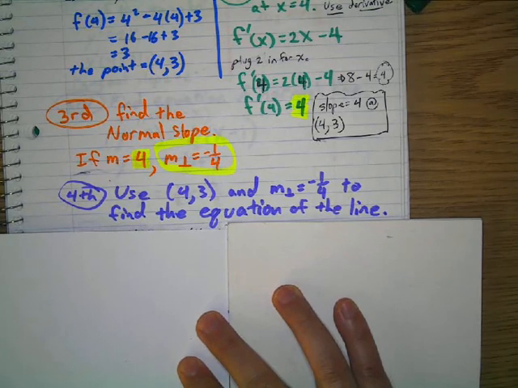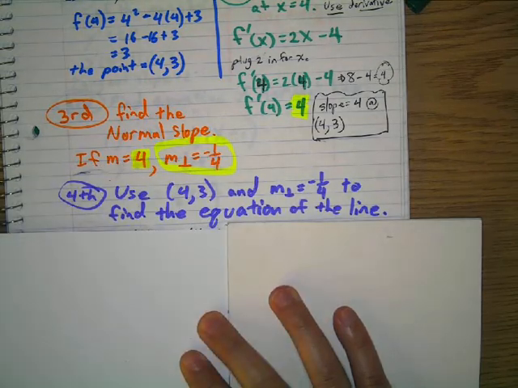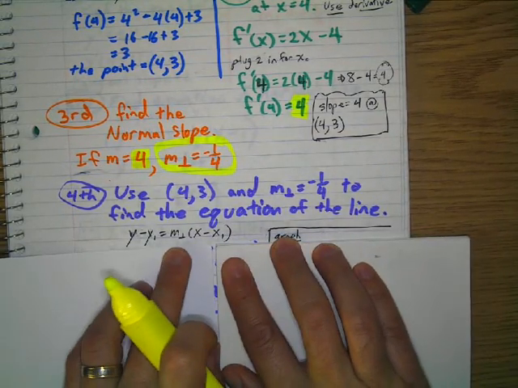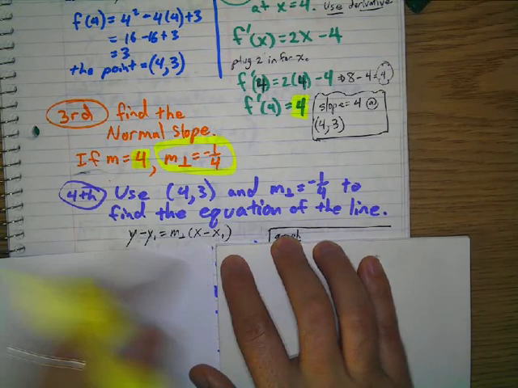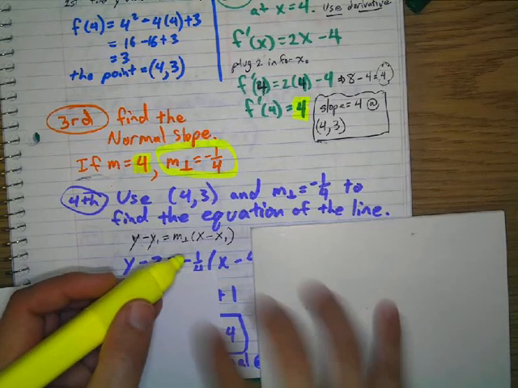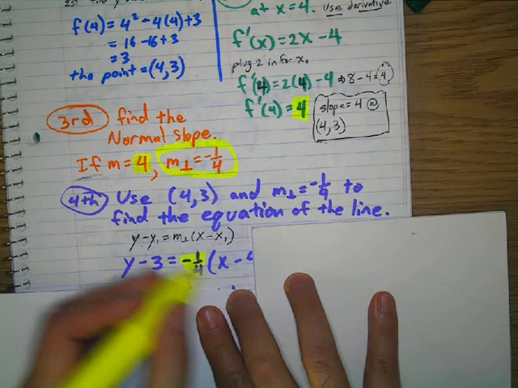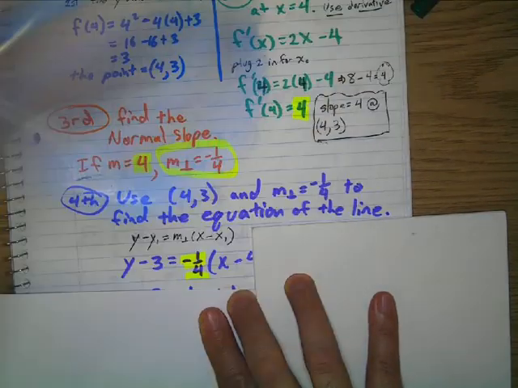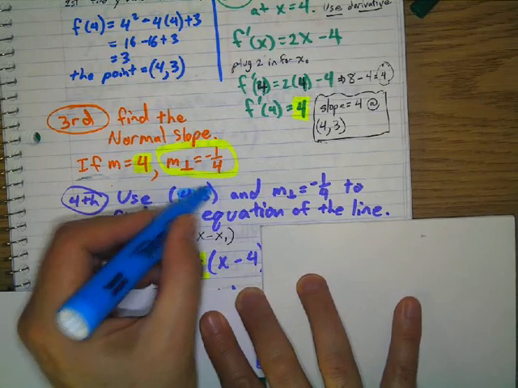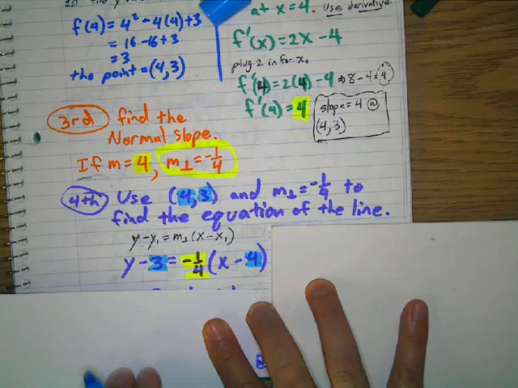So using this equation that I mentioned before, which is y minus y1 equals the slope times x minus x1, I'm going to put in the slope here. So here's my slope, and that point (4, 3), I'm going to plug in the 4 for x and the 3 for y in this equation here.